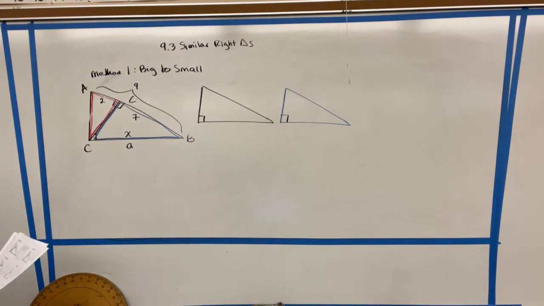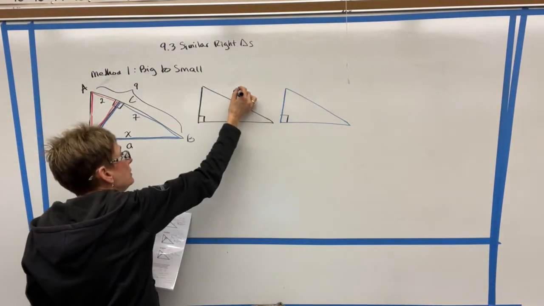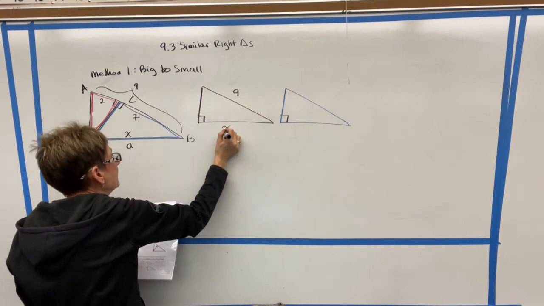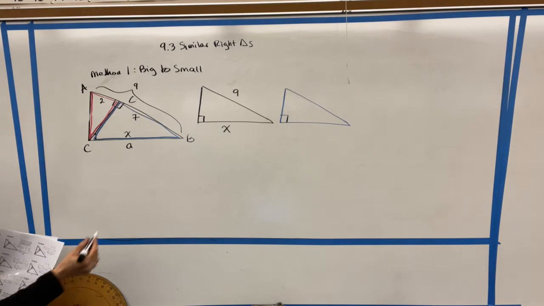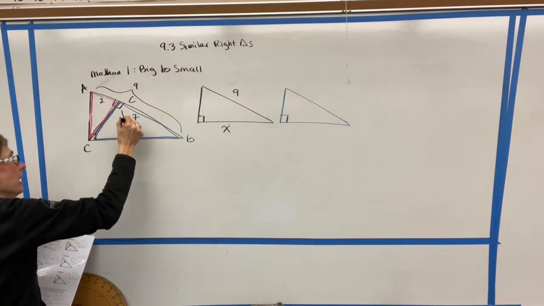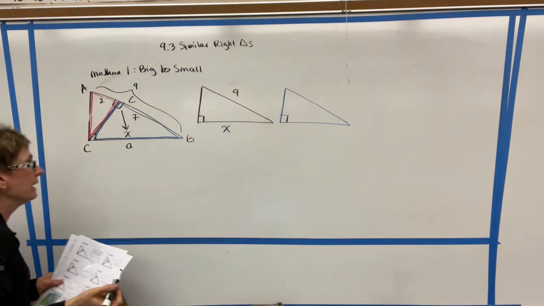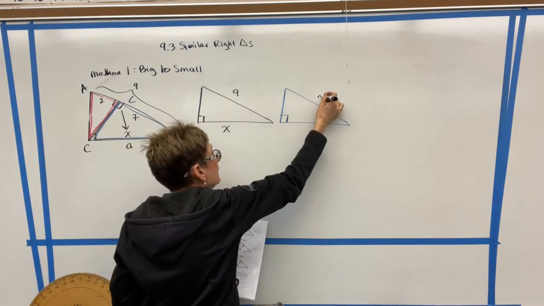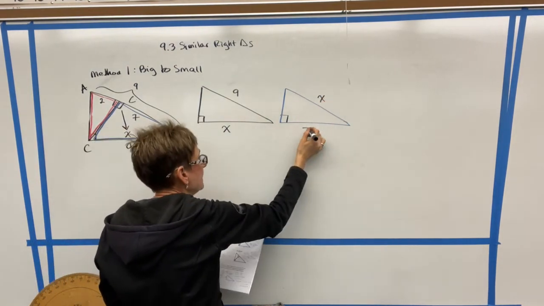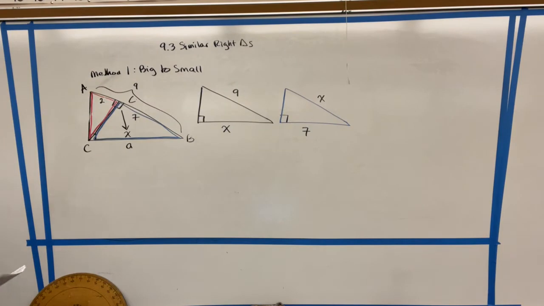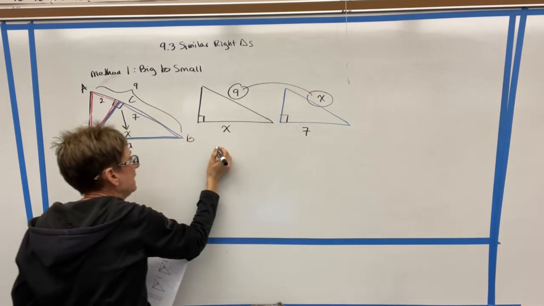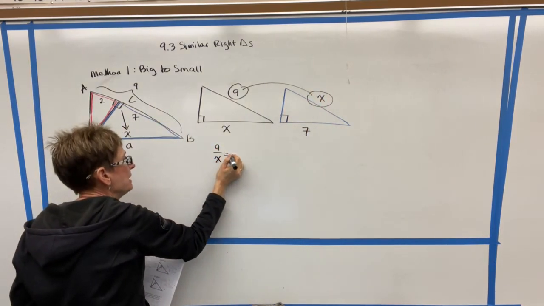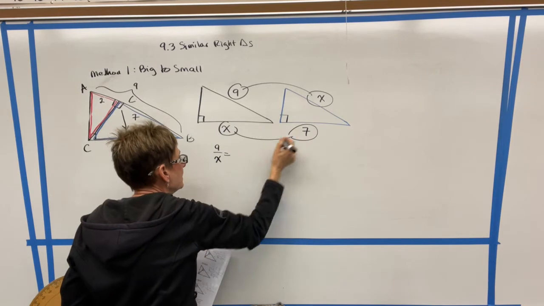Now on the big one, I'm going to label this hypotenuse as 9 and the long leg as x, just like I did on my picture. If I look at the blue triangle, I can see the hypotenuse, the one across from the right angle, is x, and the long leg is 7. And again, I can compare from left to right or right to left. 9 divided by x has to be the same thing as x divided by 7.